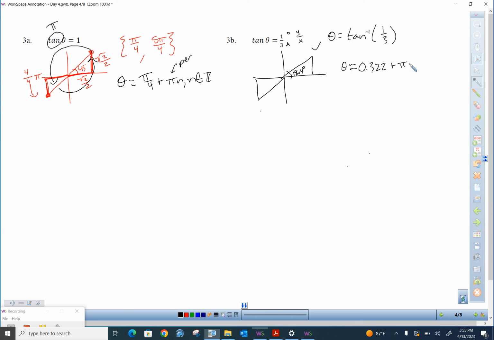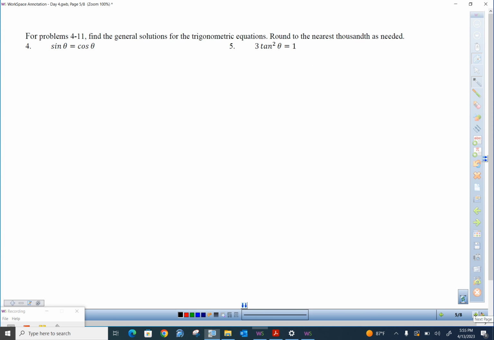Adding pi in to get all of them after that. Okay. So now we're just going to practice some other problems, recognizing some differences that could show up.